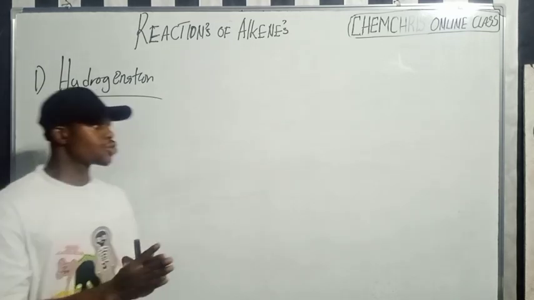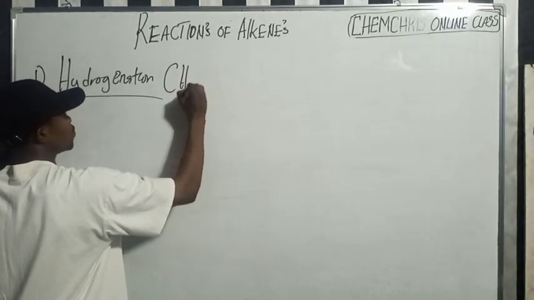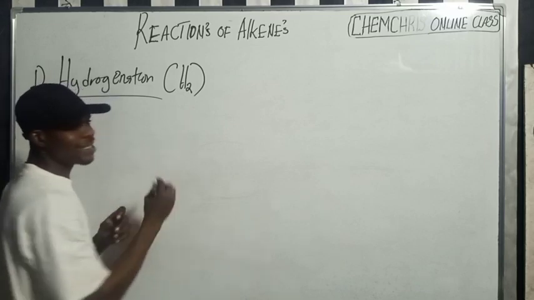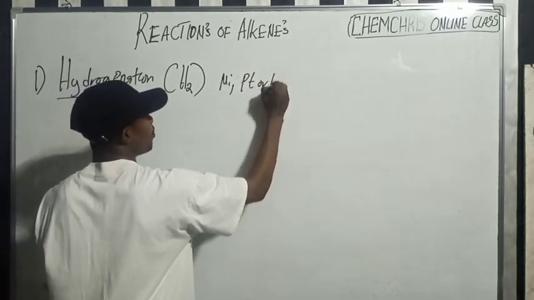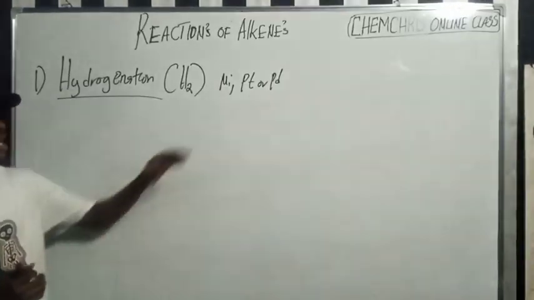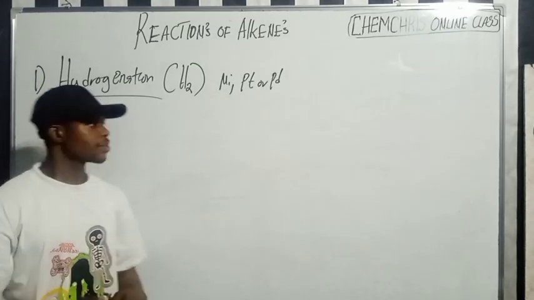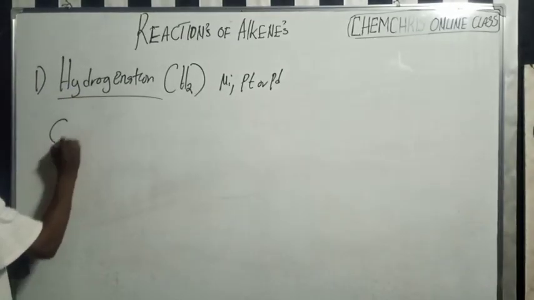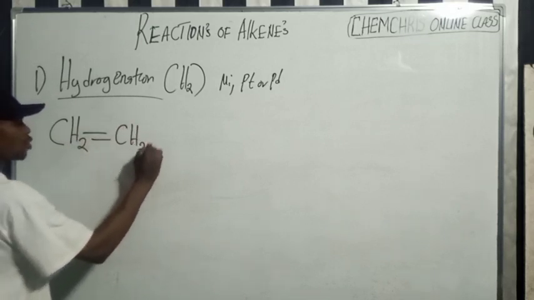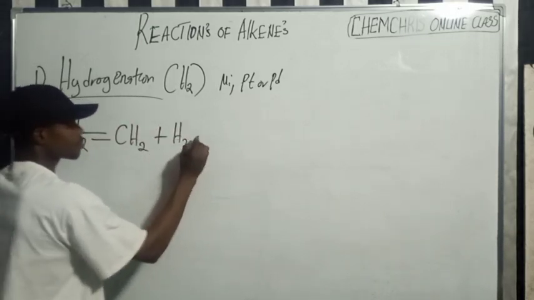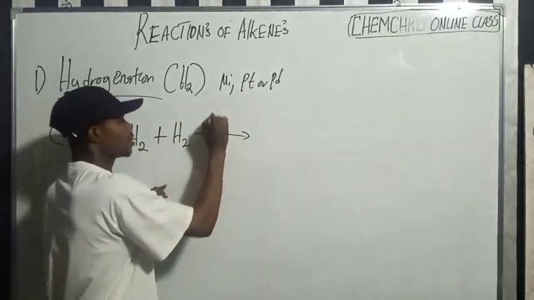Do you understand? So, if for example here, there is added hydrogen, the catalyst needed is nickel, platinum, or palladium. Do you understand? These are three possible catalysts you need for the reaction. A good example here we have CH2 double bond CH2 plus H2. You need any of these catalysts to power the reaction. So you need nickel.